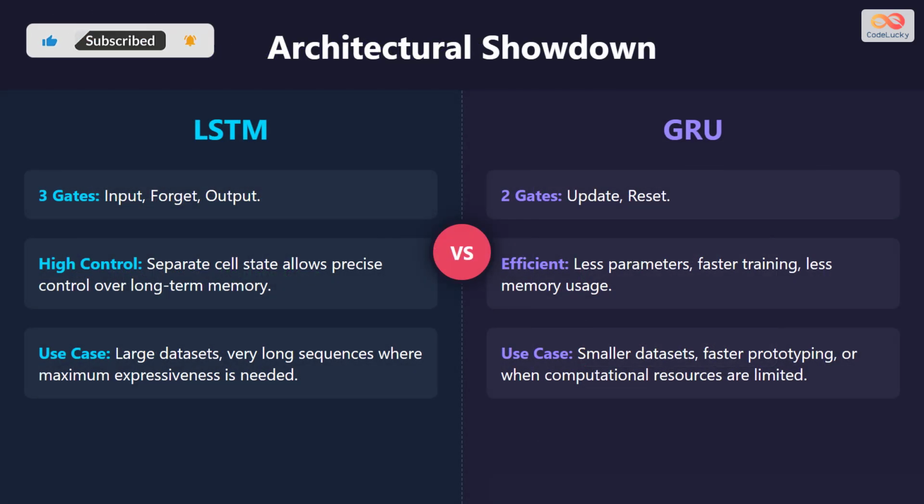So which one should you use? The LSTM offers granular control with its three gates and separate cell state, making it powerful for very complex tasks. The GRU, with only two gates, is computationally more efficient and faster to train. Often, their performance is similar, but GRUs are great when resources are limited.